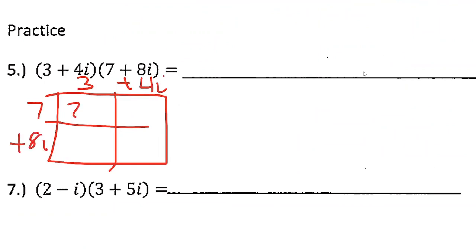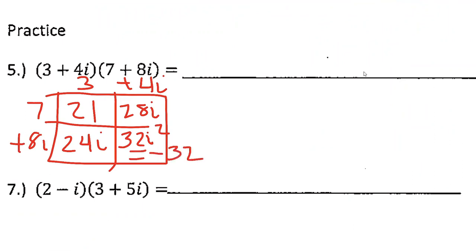7 times 3 would be 21. 7 times 4i would be 28i. 8i times 3 would be 24i. And then this last box, 8 times 4 is 32, and then i times i would be i squared. But remember, i squared goes away, switches your sign, so that would turn into a -32.